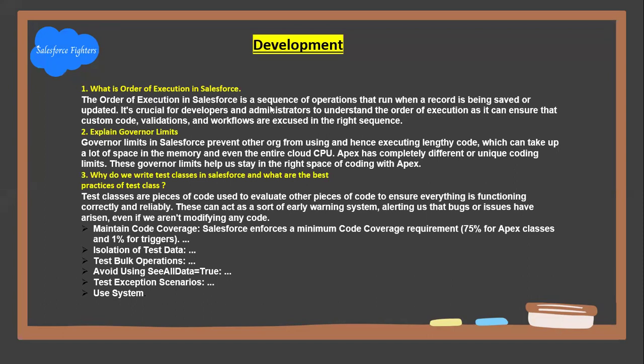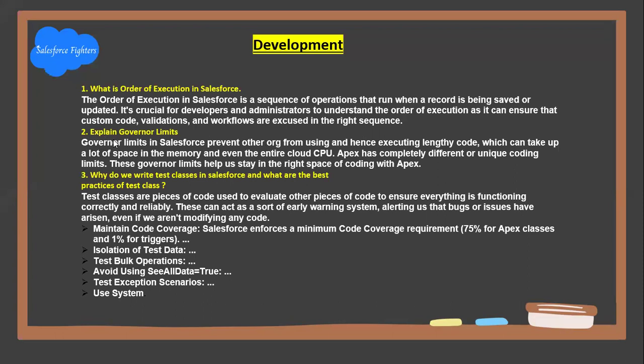The order of execution in Salesforce is the sequence of operations that run when a record is being saved or updated. It is critical for developers and administrators to understand the order of execution, as it ensures that custom code, validation, and workflow execute in the right sequence.